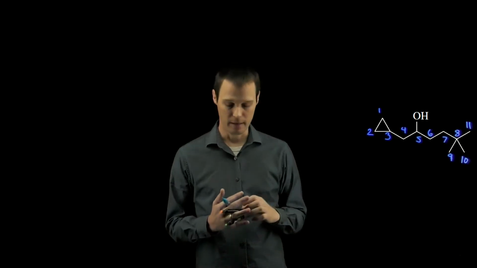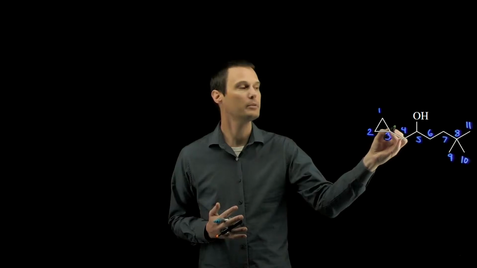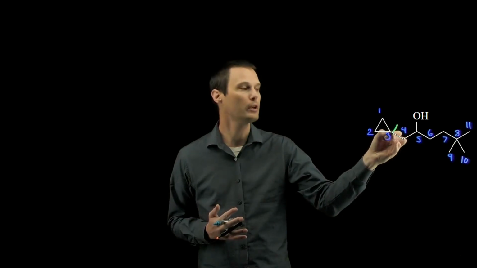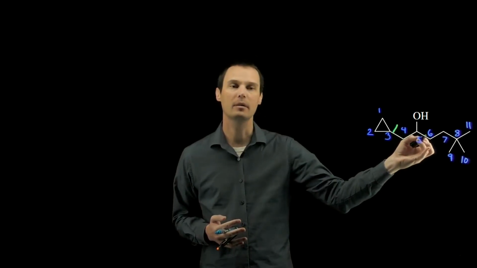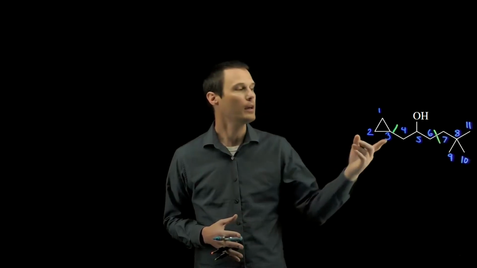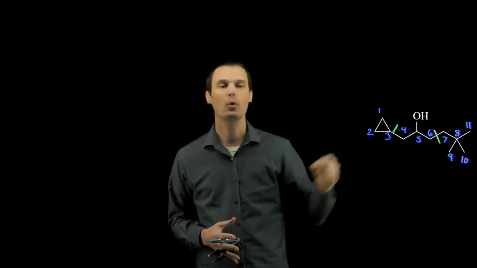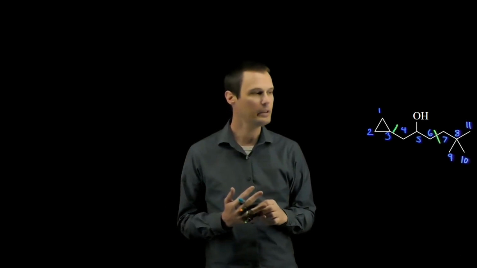The bonds we're making, if we think about this in a retrosynthetic fashion, would be the bond between carbon 3 and carbon 4 in one case, or the bond between carbon 6 and carbon 7 in the other case. These are the bonds that we're making. And carbon 4 and 5 used to be the epoxide, or carbon 5 and 6 used to be the epoxide. So let's go through these strategies.